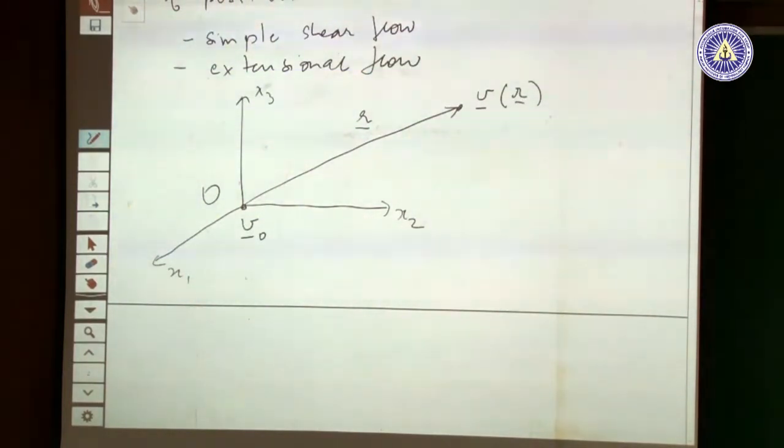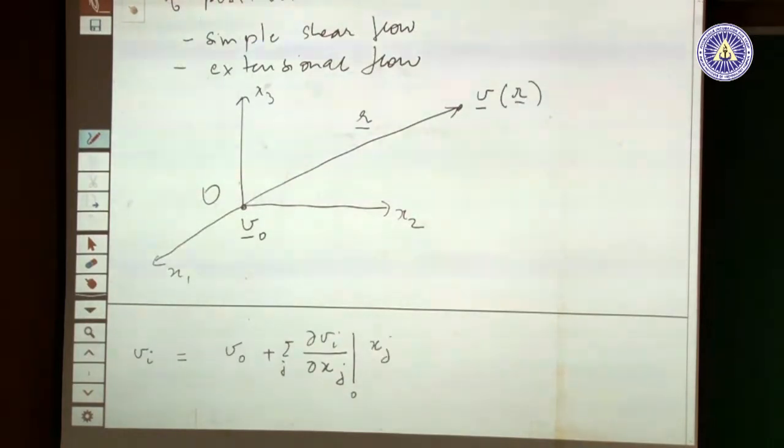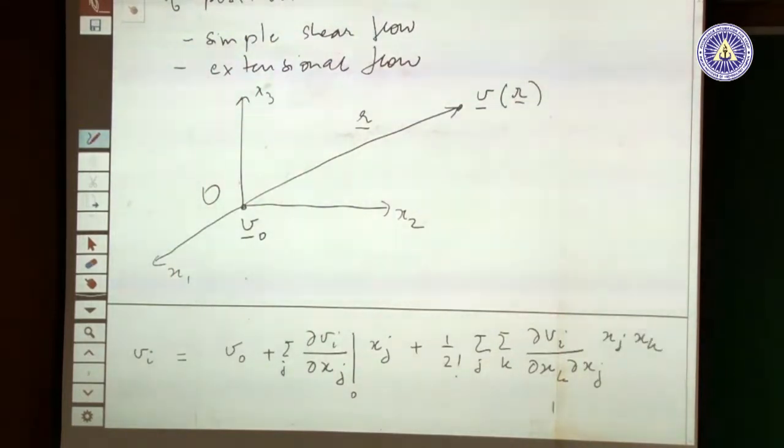So if I write it in component form, if vi is my ith component of velocity, then I could say it's v0 plus del vi by del xj, summed over j, evaluated at the origin, times xj, plus 1 over 2 factorial, sigma j sigma k, del vi by del xk del xj, xj xk, plus so on. So this is just a multivariable Taylor series expansion.